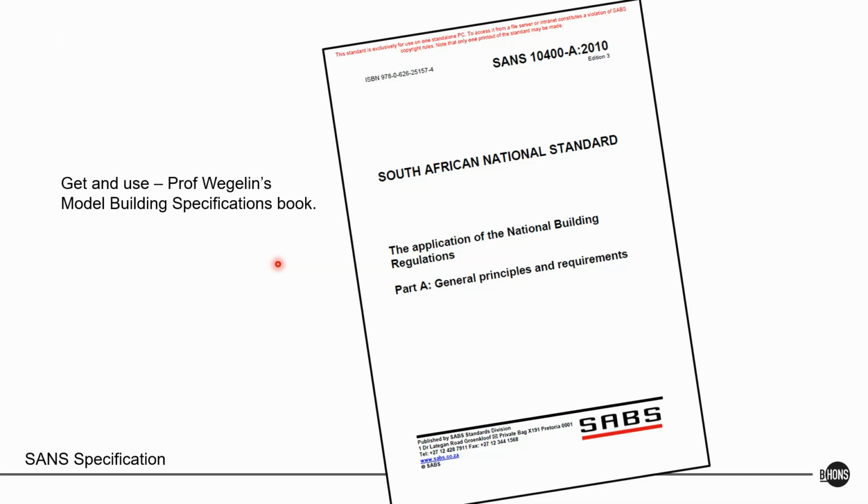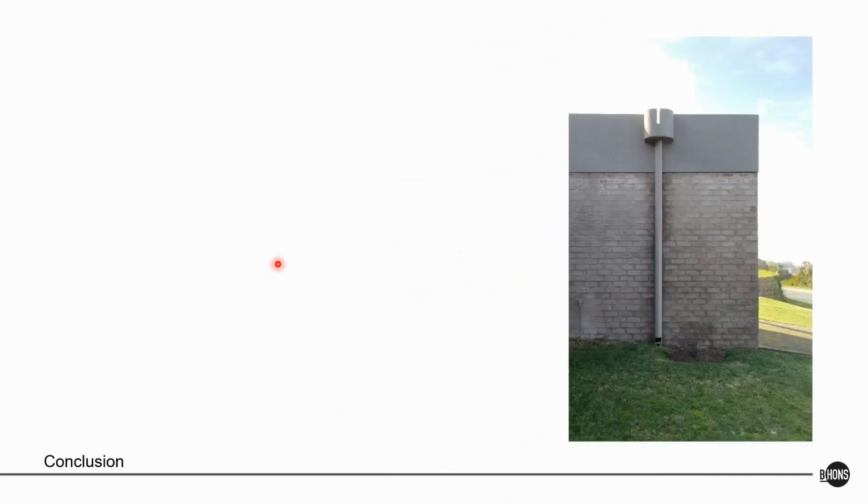And then finally, this document I told you about, Hans Wegelin's model specifications book. It's actually called Construction Specifications and Standards 6.3. Use that as a guide to help you with your specifications in the end.